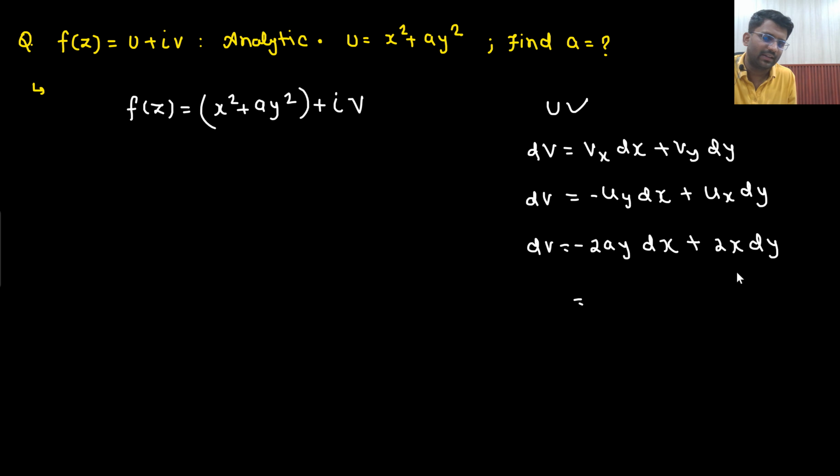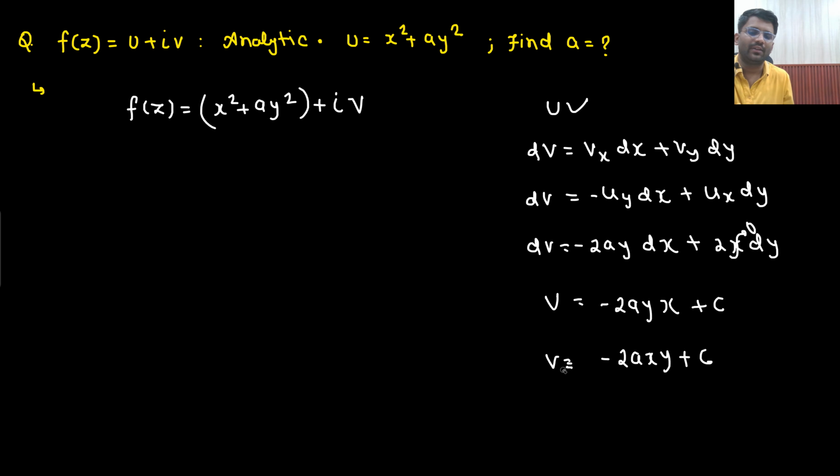If I integrate this, then y will be treated as 0 in one term and x will be treated as 0 in the other. Now you need to integrate this. So the answer is minus 2ayx, and the other term will be treated as 0. So this will be your v, plus c as well. So the value of v is coming out to be minus 2axy plus c. This is the value of v you are getting.